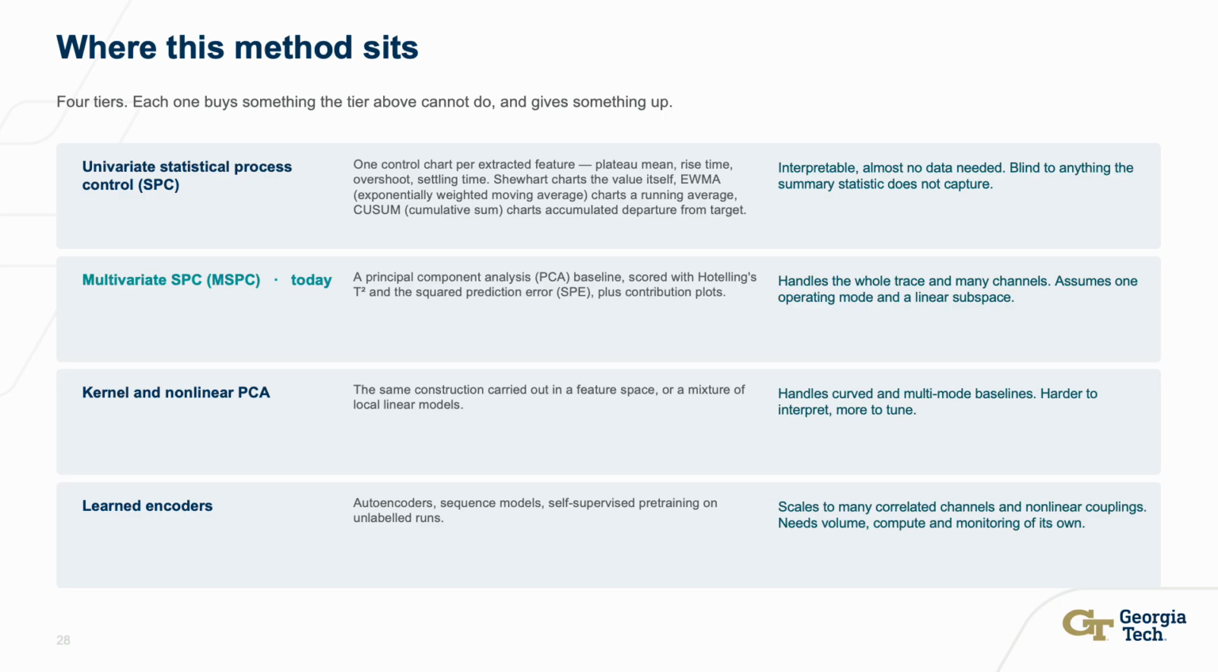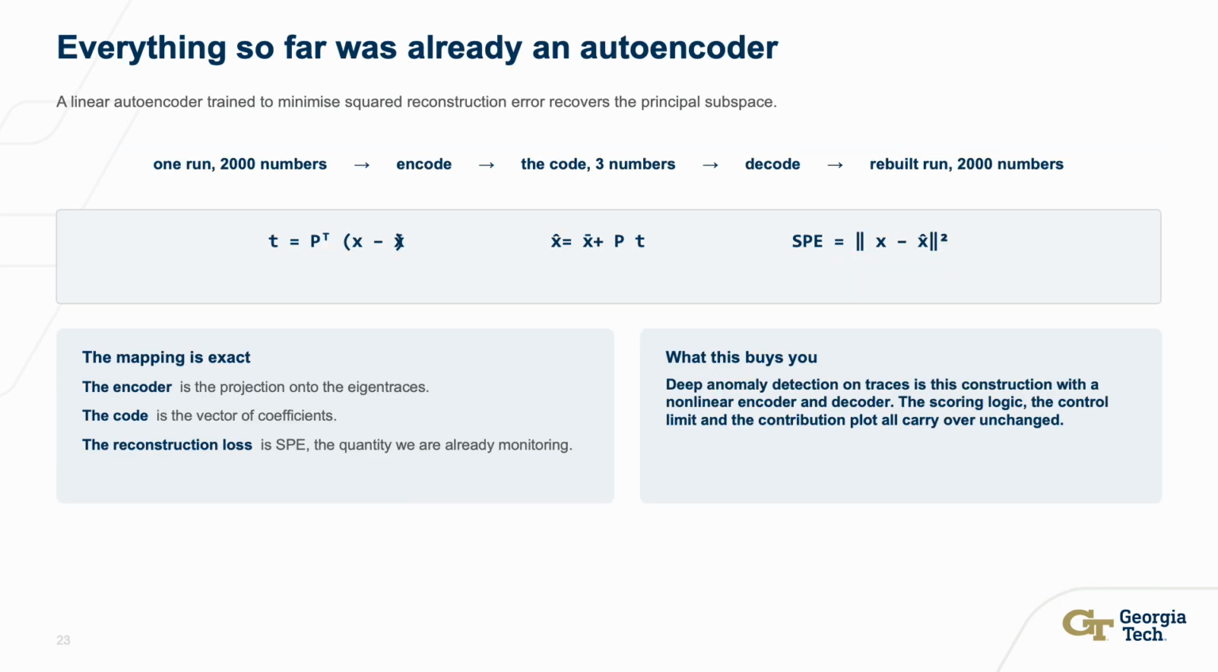Kernel and nonlinear PCA. The same construction carried out in feature space, or a mixture of local linear models. These buy you curved and multimode baselines at the cost of interpretability and tuning. Learned encoders. Autoencoders, sequence models, self-supervised pre-training on unlabeled runs. These scale to many correlated channels with nonlinear coupling, and they need volume, compute, and monitoring of their own. Each tier buys something the tier above cannot do and gives something up. There is no tier that dominates.